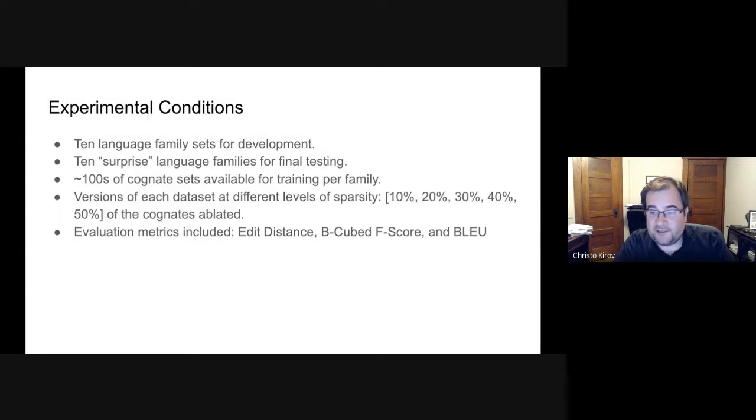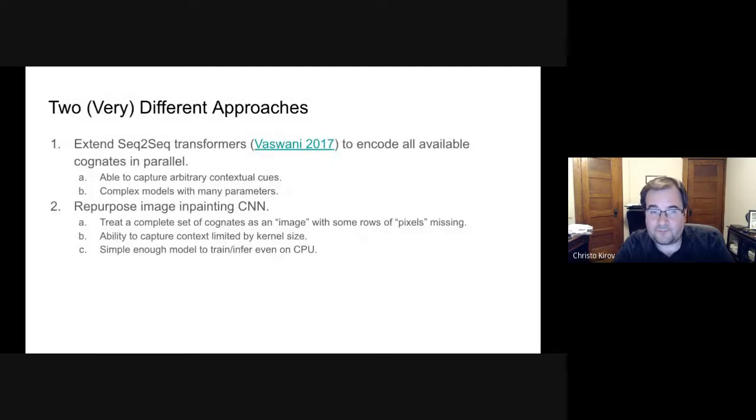Submitted systems were evaluated based on how well they recovered designated missing cognates. The metrics included standard edit distance, as well as B-cubed F scores, which discount systematic errors, and standard BLEU scores, like the kind you'd see in a machine translation eval. In the end, Team Mockingbird submitted two very different kinds of systems.